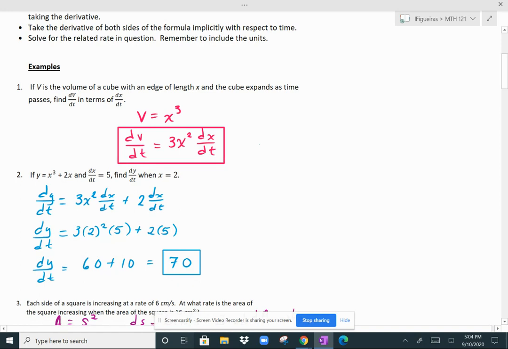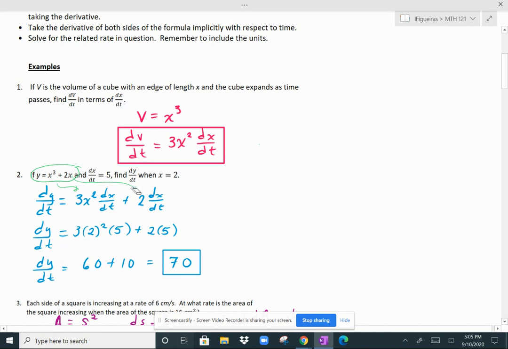All right, so here's another one. Let's suppose that y is x cubed plus 2x, and dx/dt has a value of 5. We want to find dy/dt when x is equal to 2. These two statements indicate that both x and y are changing with respect to time. So I have to take the derivative of both sides of this equation. The derivative of y is dy/dt. The derivative of x cubed is 3x squared dx/dt. The derivative of 2x is 2 dx/dt.